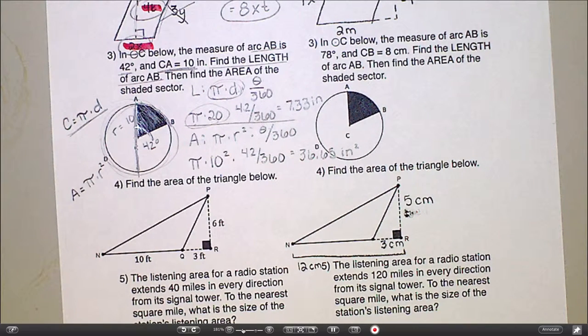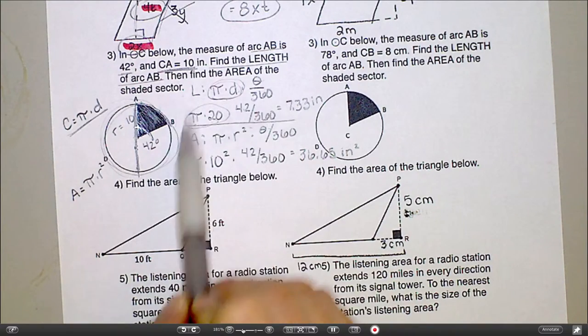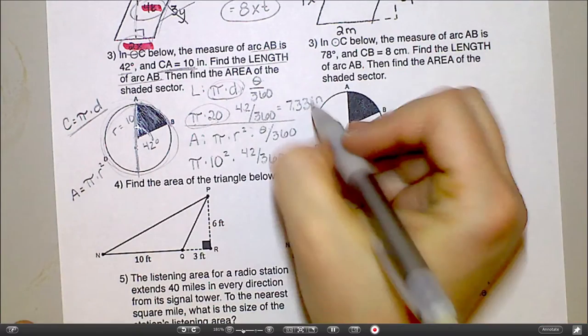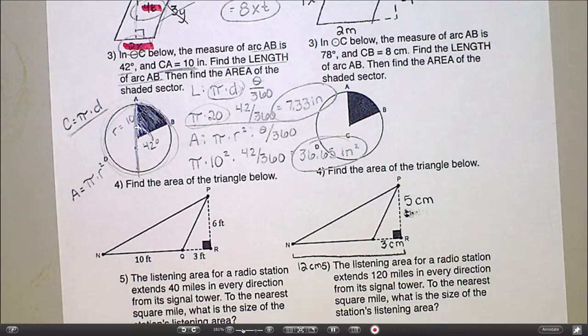How does the 7.33 even matter? It's two different questions. Up here it said find the length and then find the area, so that's why I divided it. This is the answer for the length, and this is the answer for the area. So you're right, they are kind of unrelated. The process is really similar to find the two things, like perimeter and area of a shape.